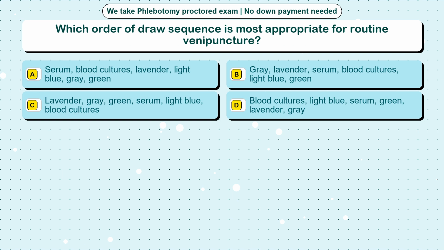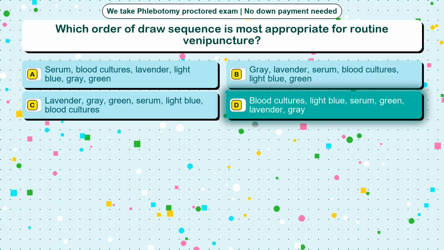Question 45. Which order of draw sequence is most appropriate for routine venipuncture? Option A, serum, blood cultures, lavender, light blue, gray, green. Option B, gray, lavender, serum, blood cultures, light blue, green. Option C, lavender, gray, green, serum, light blue, blood cultures. Option D, blood cultures, light blue, serum, green, lavender, gray.